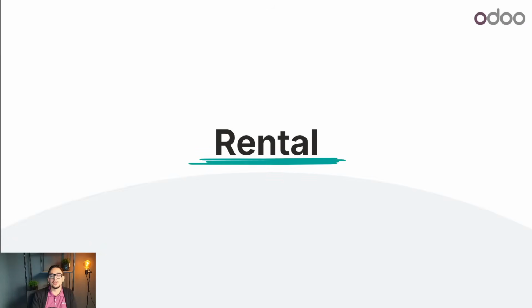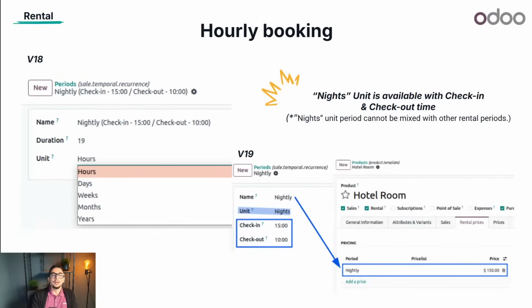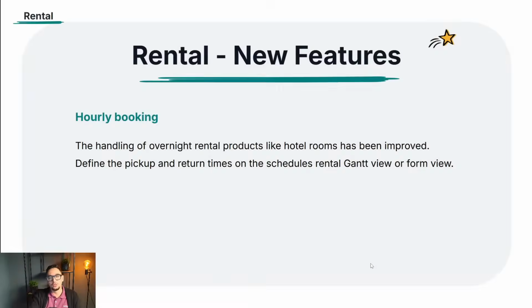The next application that we have is the rental application. We have a great new feature which allows us to have hourly booking and nightly check-ins. Previously, in version 18, we could choose specific hours and the duration. Right now we can configure a nightly price, which is great for hotels and overnight rental products like hotel rooms, and we can easily define the pickup and return times on the schedule with the new rental Gantt view that we have.